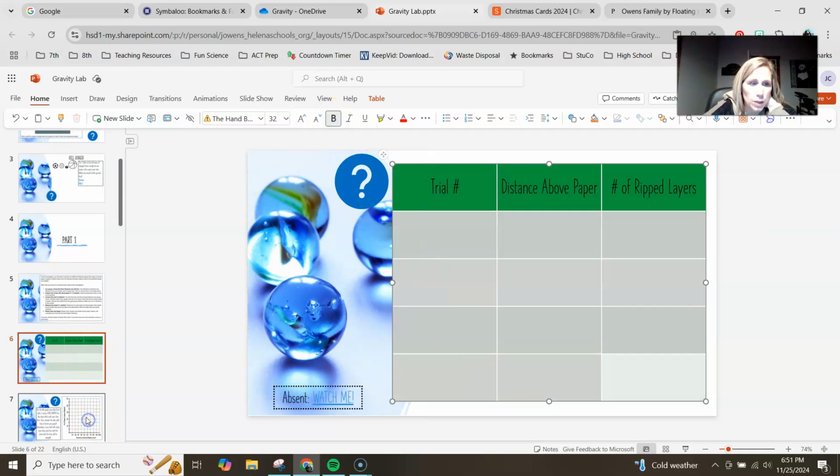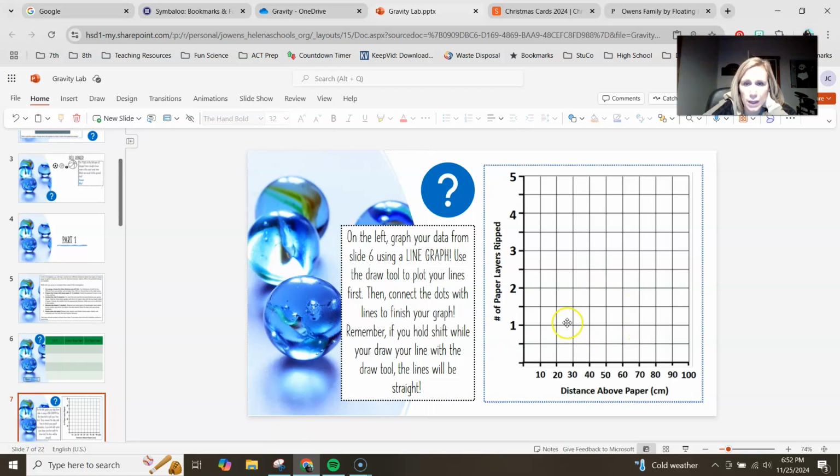And then what you will do on slide 7 is graph that. So plot those 4 points, and then you will need to play a little game of connect the dots. So on the left, graph your data from slide 6 using a line graph. Use the draw tool to plot your lines first, then connect the dots with lines to finish your graph. Remember, if you hold shift while you draw your line with the draw tool, the lines will be straight.